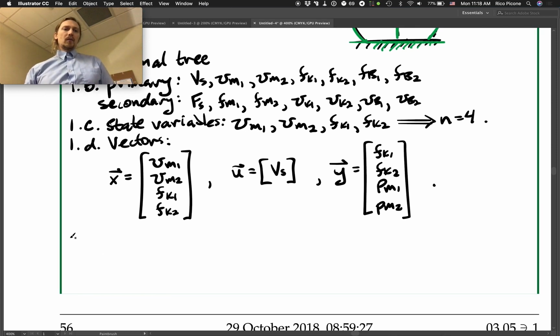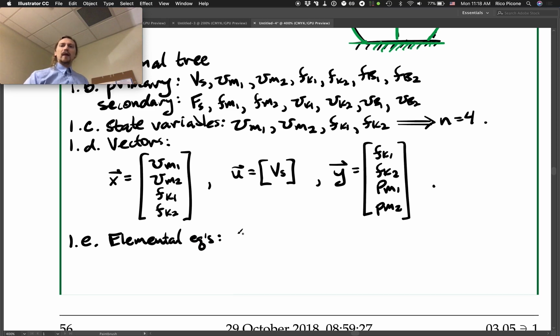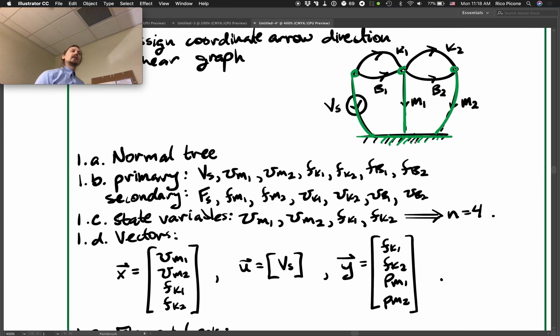Okay, 1E. I think we're ready for the elemental equations now, right? There are 6 passive elements in this linear graph. So we're going to have 6 elemental equations, and we're not going to be able to fit it on the bottom of this page. So we're going to go to the next page, draw a table of 6 elements.